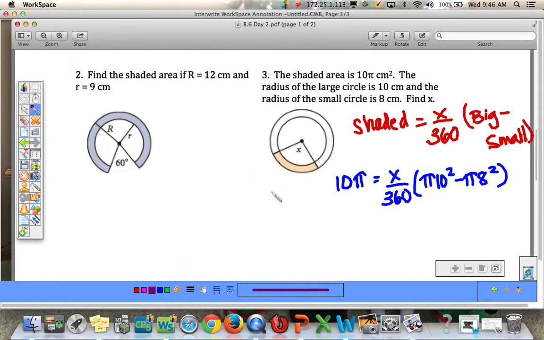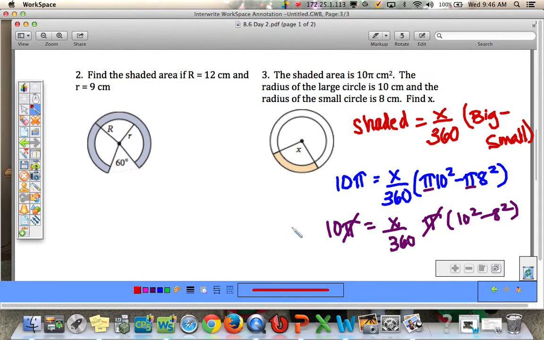So if we simplify here, I'm going to rewrite this. 10 pi equals x over 360. And I'm going to pull the pi out. There's pi in each of these, so we'll have our 10 squared minus 8 squared. And if there's a pi on each side, I divide the pi out and cancel that. So now we have 10 equals x over 360 times 100 minus 64. So that would give us 36.